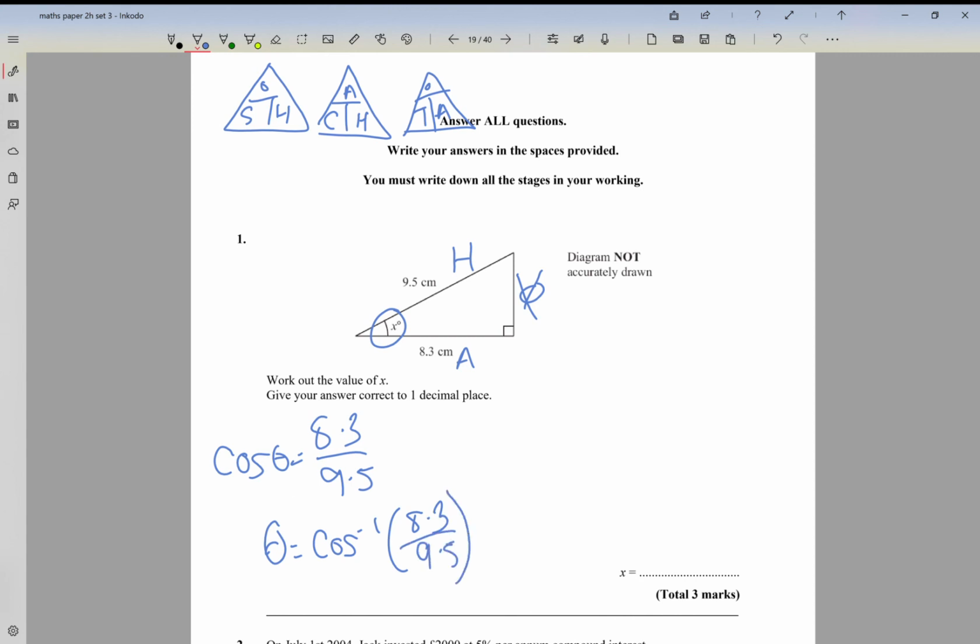Okay, so you just put that all in your calculator, literally like this, cos to the -1. You'll need to press shift and cos, and then a bracket will open, you will put in 8.3 divide 9.5 and close the bracket, and that should give you 29.11. And then the answer says for you to have it to 1 decimal place, so the answer is 29.1. And that's a kind of a straightforward trigonometry question there, with just sort of one step finding the angle.